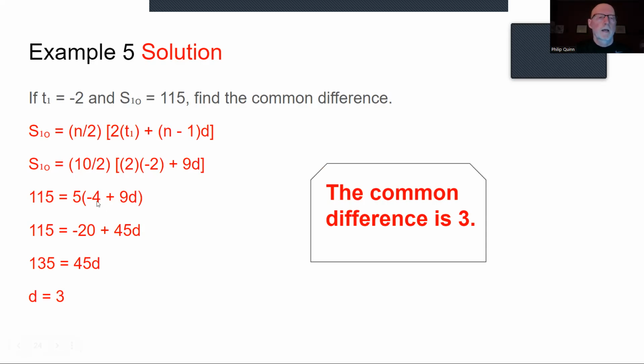So multiply to get rid of the brackets. We get 115 is equal to -20 plus 45d. Then we would add 20 to both sides. So 135 is equal to 45d. And then divide by 45 to get d. And a final statement is always good on these kinds of questions. What is the common difference? The common difference is 3.